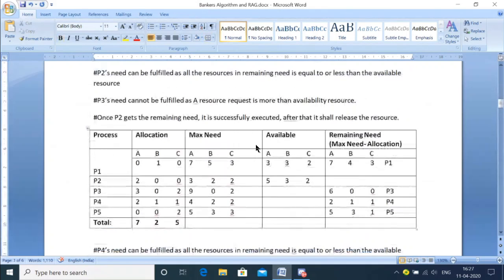Okay, so this is the new section. This is the availability. I did not do anything, the same thing only I'm writing. So I'm comparing this availability of resources with P3. So what will P3 do? We'll compare.